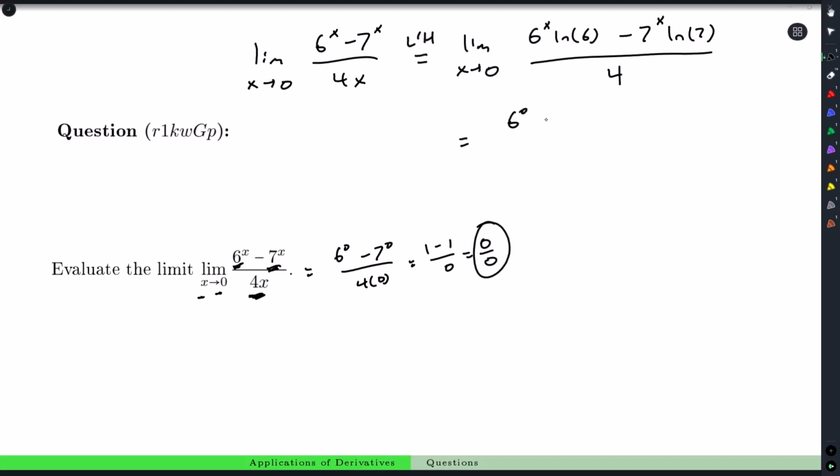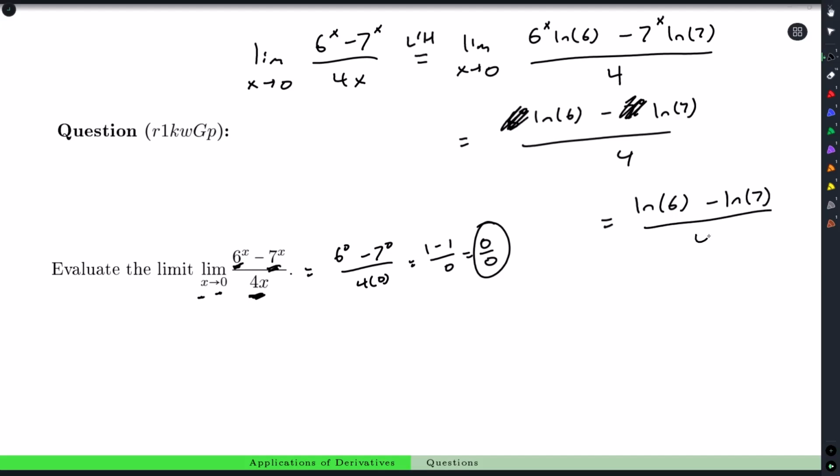We can just plug in 6 to the 0 ln 6 minus 7 to the 0 ln 7 all over 4. Well, as we saw before, 6 to the 0 and 7 to the 0, those are just 1. So we get that the value of this limit should be ln 6 minus ln 7 all over 4. So that's a perfectly fine, acceptable answer. I like it. I would probably leave my answer like that, but if you want to practice your knowledge of logarithms, a difference of two logarithms can turn into a division inside the logarithm. So you could definitely write your answer like that.